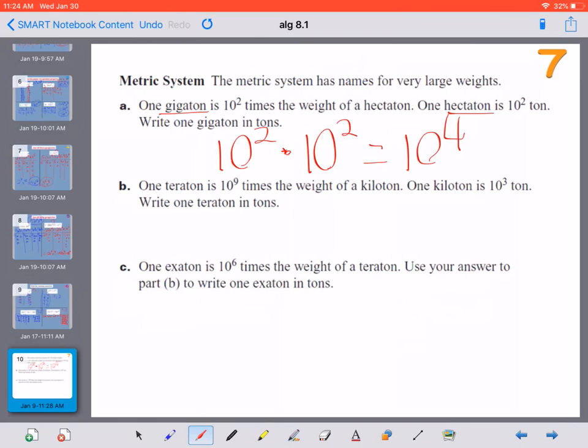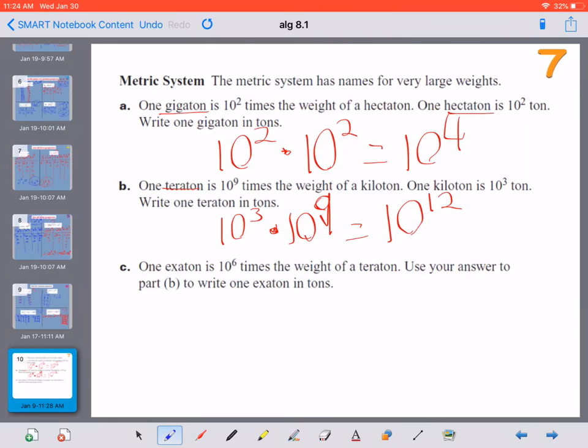Now it says a teraton is 10 to the 9th times the weight of 1 kiloton. 1 kiloton is 10 to the 3rd tons. Write 1 teraton in tons. 1 kiloton would be 10 cubed times 10 to the 9th. So 1 teraton is going to equal 10 to the 12th.